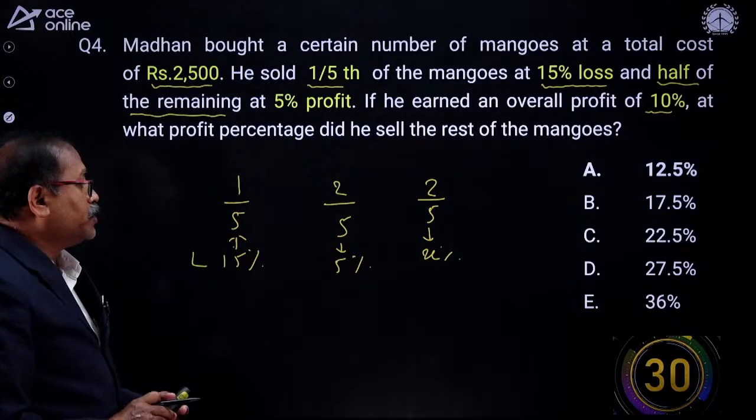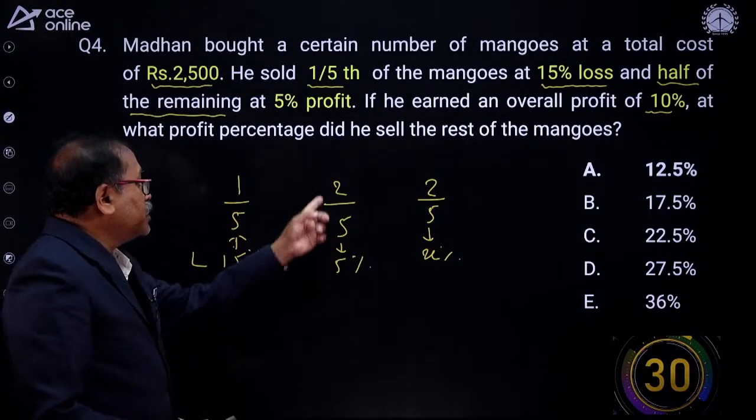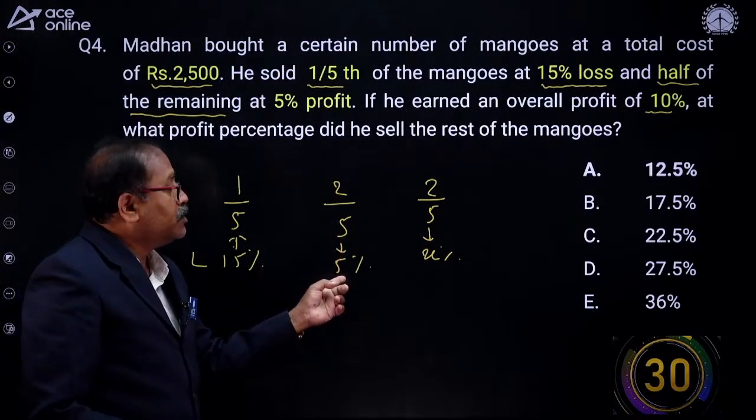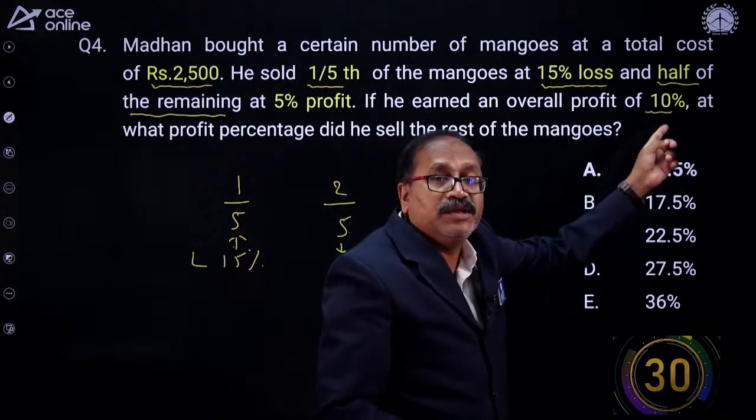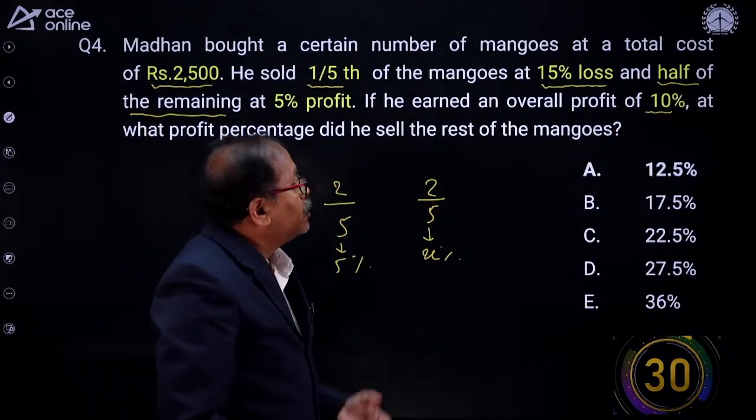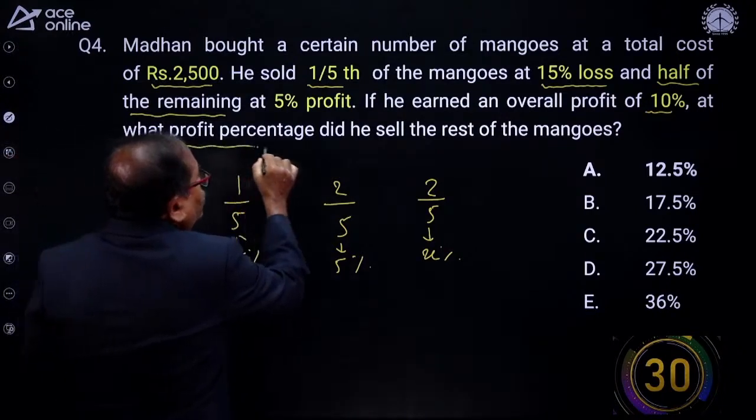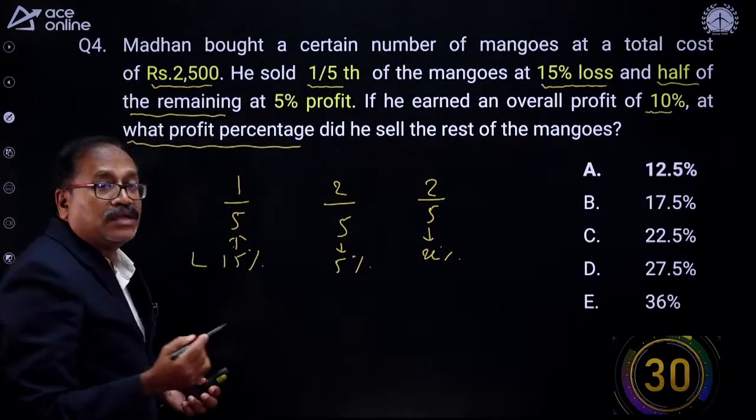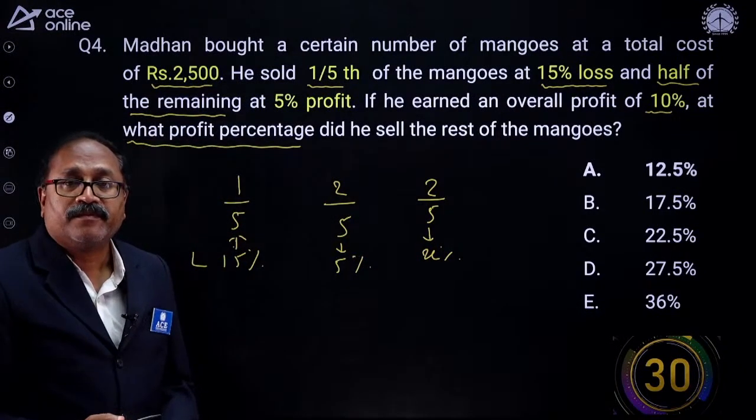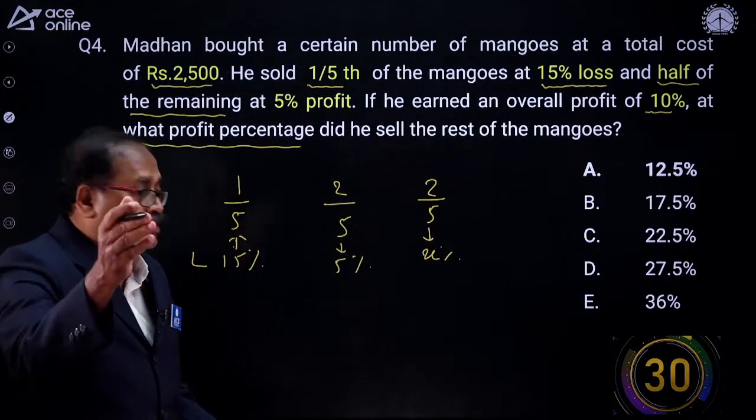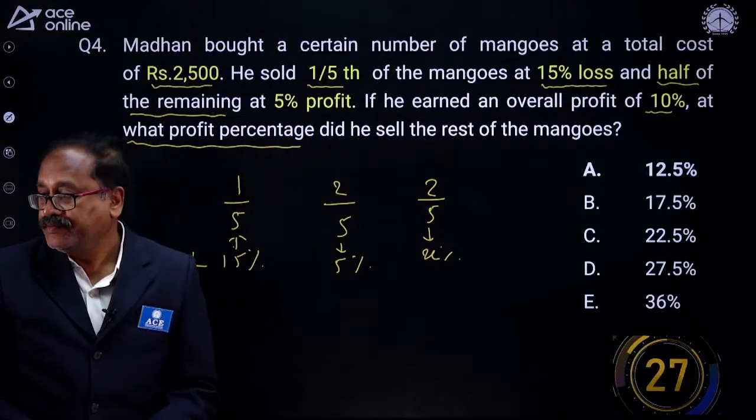And will that be profit or loss? Here there is a loss. And on 5% of 2/5, here it is a profit. There must be profit over here, then only he will get overall 10% profit. Then the question is that what profit percentage did he sell the rest of the mango? The rest of the mango means this 2/5. Hope you are understanding it. Now let's go for 30 seconds. Try to answer these questions.